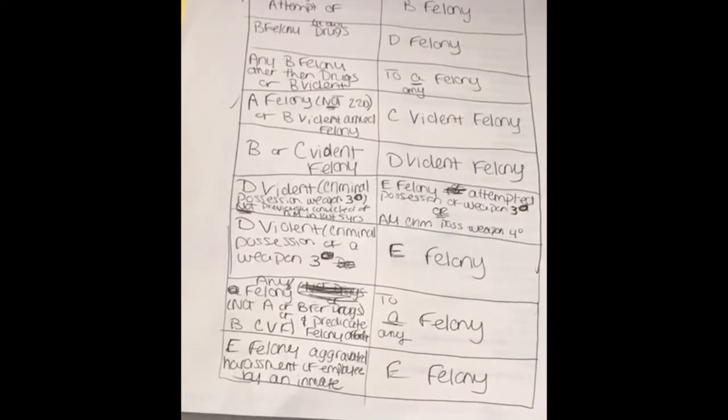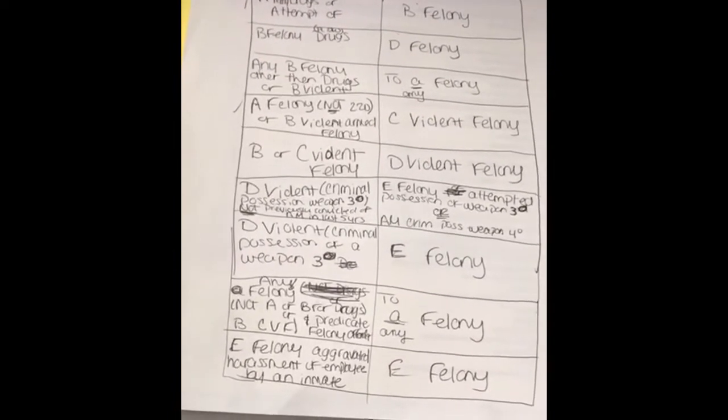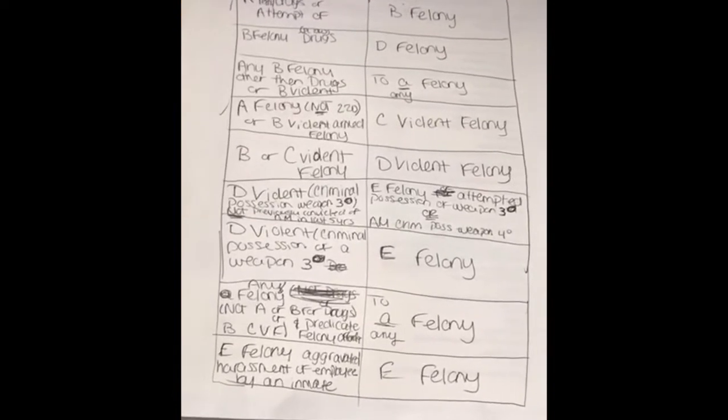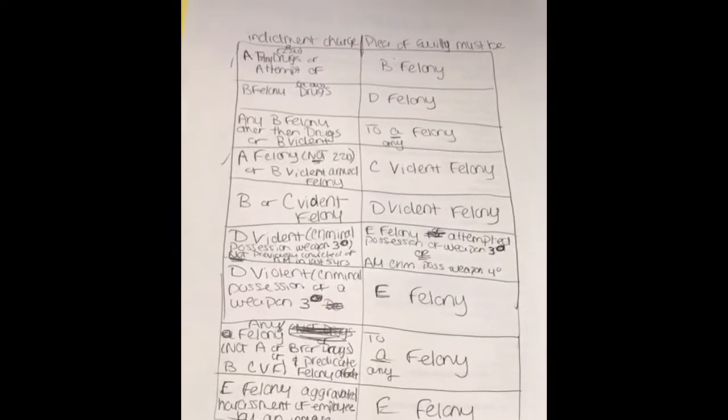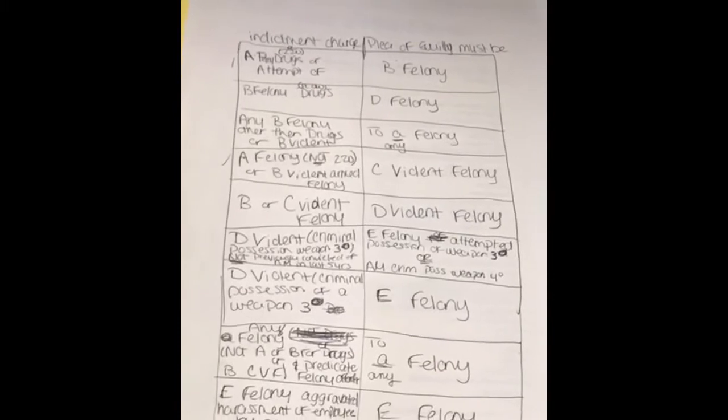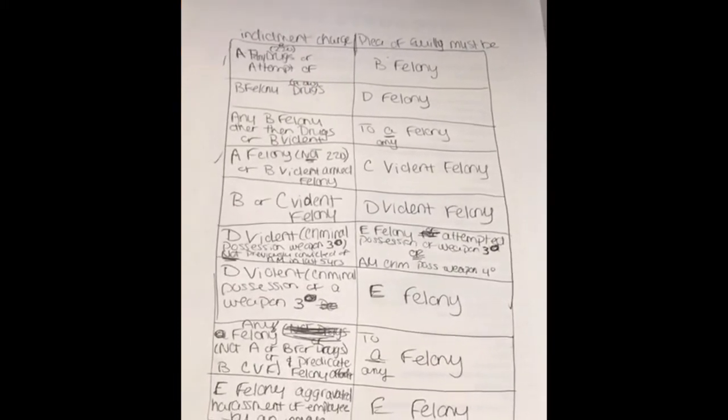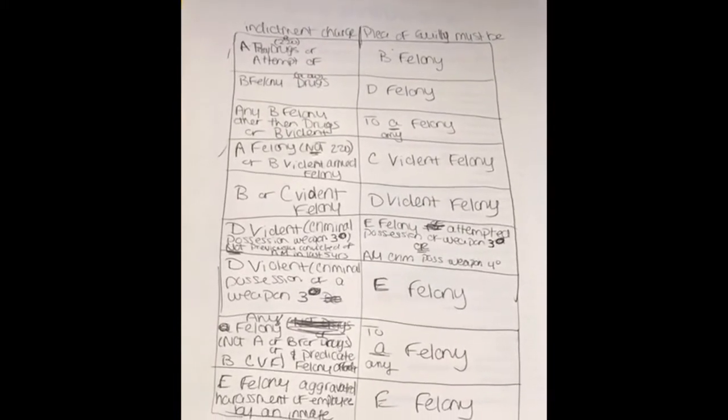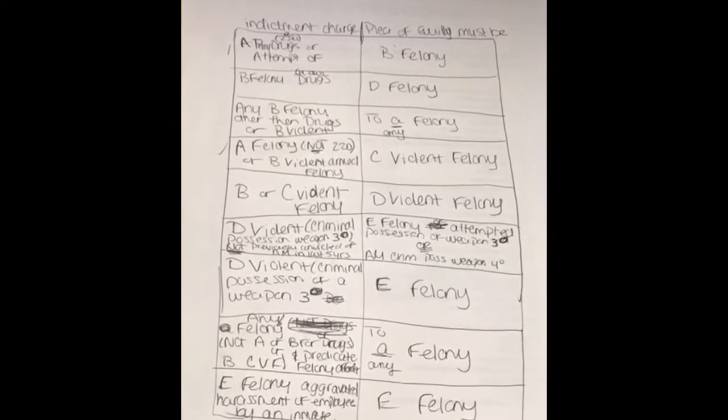A D violent criminal possession of a weapon in the third degree, the plea must be an E felony. And the E felony of aggravated harassment of an employee by an inmate must be an E felony. So those are the only 2 that are just E felonies.